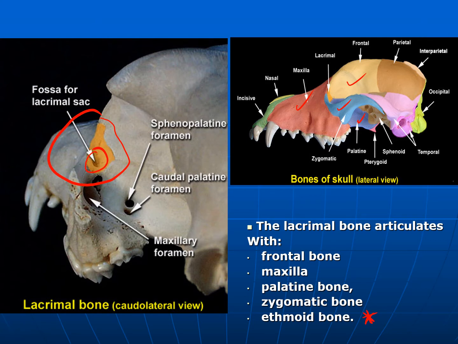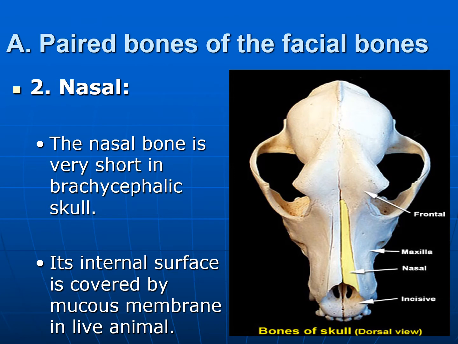There's this bone here, which is the ethmoid bone, a hidden bone. We'll talk about it later. The second bone we have is the nasal bone. This one here, in the yellow color, is the nasal bone. We have the right one and we have the left one.